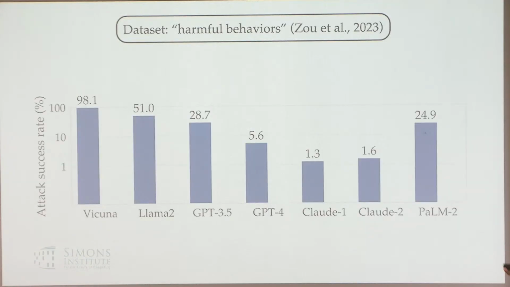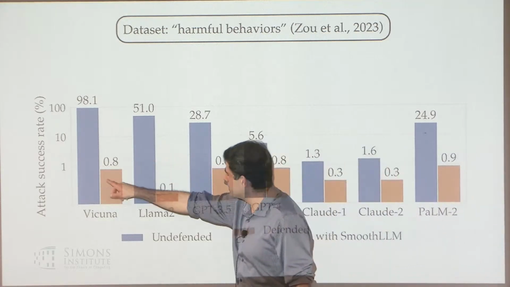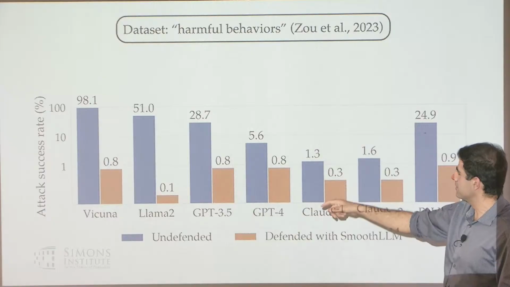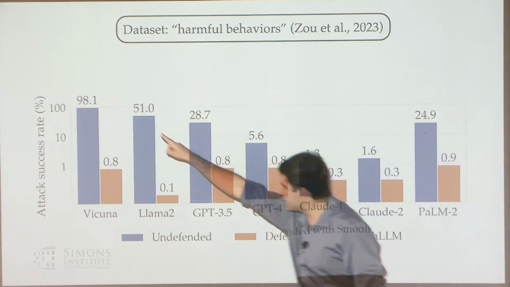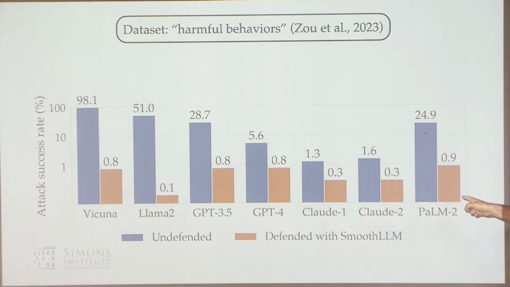So this very simple method actually works surprisingly well. The brown results are after this method, and this is in log scale. You see that the success rate of GCG after this kind of defense goes down to below 1%. Yes, very good point. It also brings down the success of PAIR.